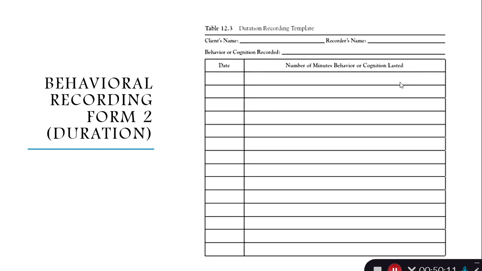And then here's another behavioral recording form, but this form is based on duration. So this is the duration recording template. We're still asking about behavior or cognition, but for example, the number of minutes the behavior or cognition lasted. So this is more of a duration approach to measurement. Okay, so this is another option.